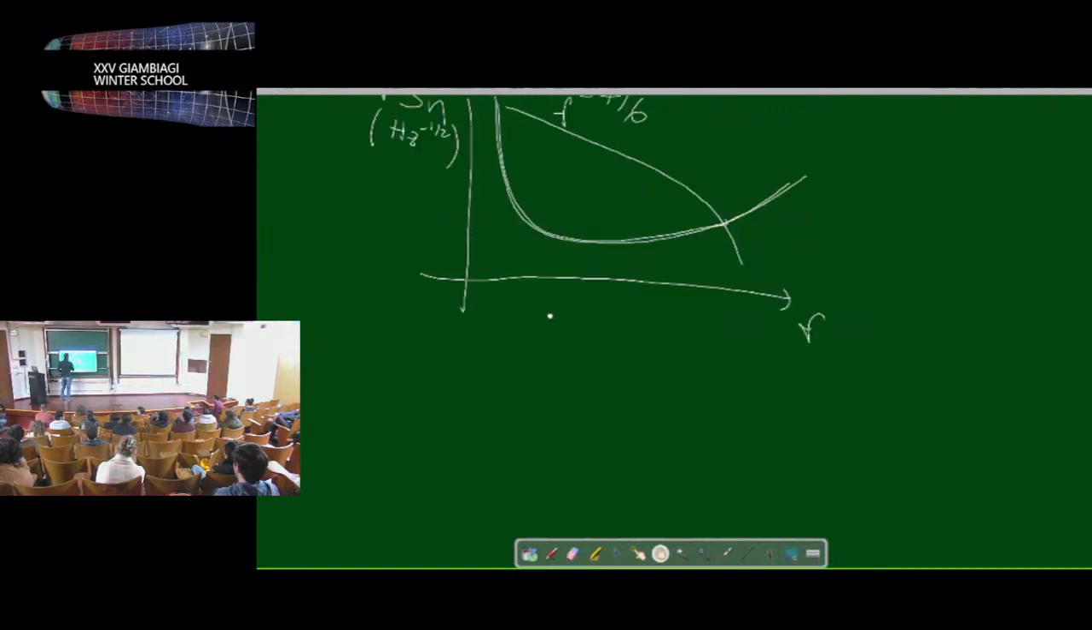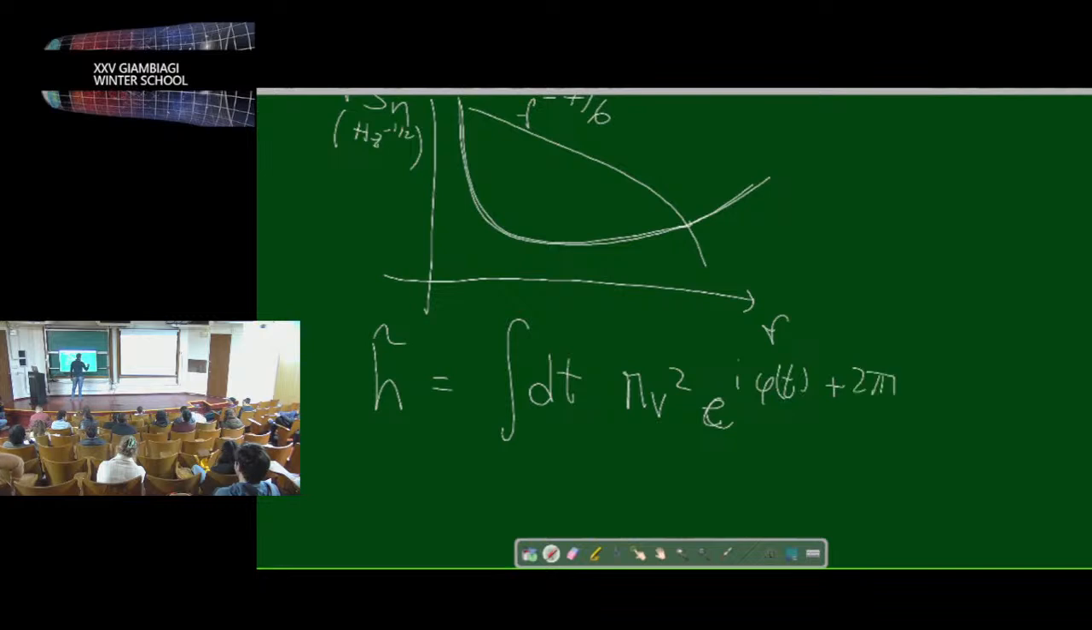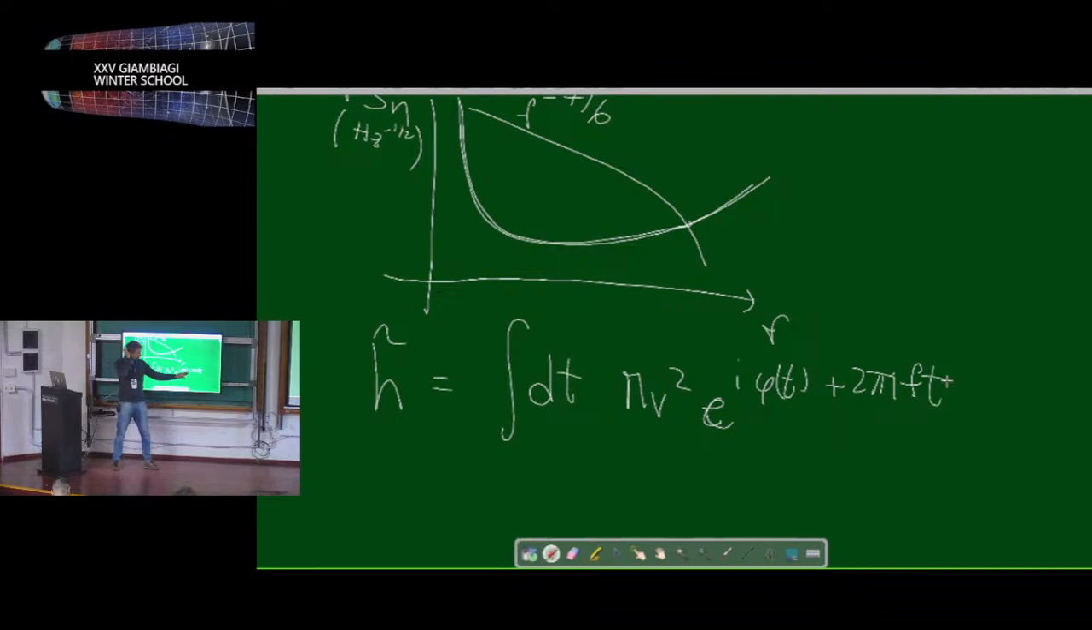So just 30 seconds, just to tell you that when you do the Fourier transform, to get h tilde from my waveform, what I get is that you might think that, since the velocity of the binary is (pi G M f)^(1/3), f gravitational wave to the 1/3, which I showed you in the first lecture, you might think that at higher frequency you get higher power, no?